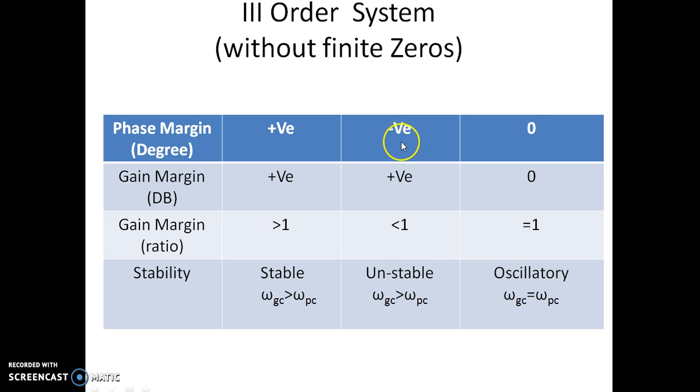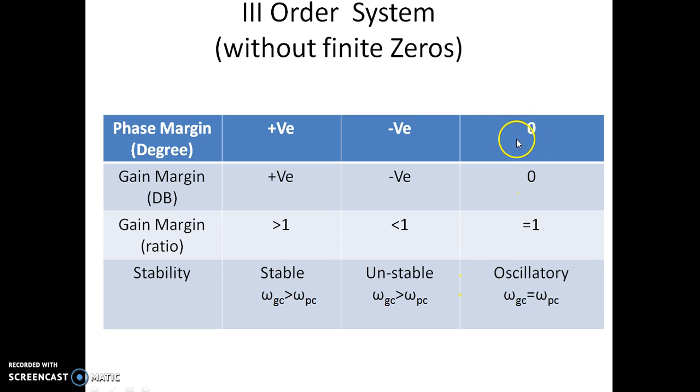If the phase margin is negative, and the gain margin, okay, let me see, this should be negative. Let me make that correction. Suppose the phase margin is negative for a third order system and the gain margin is also negative in terms of dB, which corresponds to a ratio less than 1, then we call the system unstable, where of course this is actually omega PC. Omega PC will be greater than omega GC. So let me make that correction now.